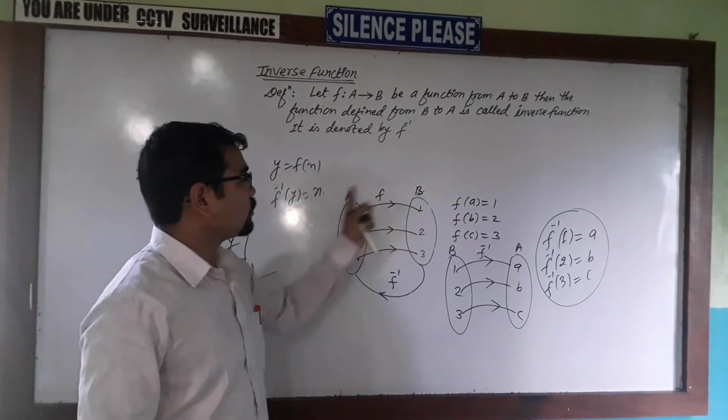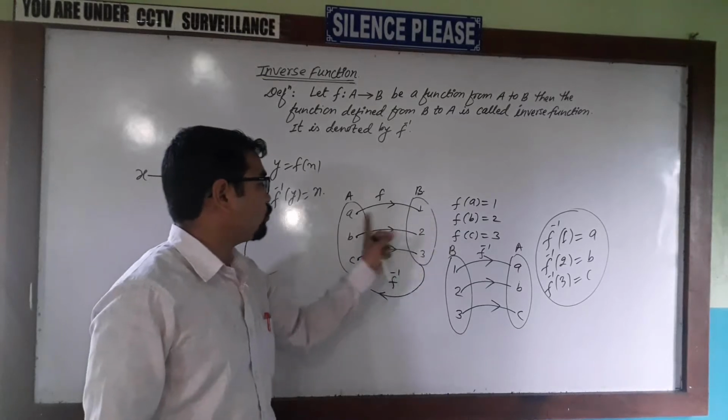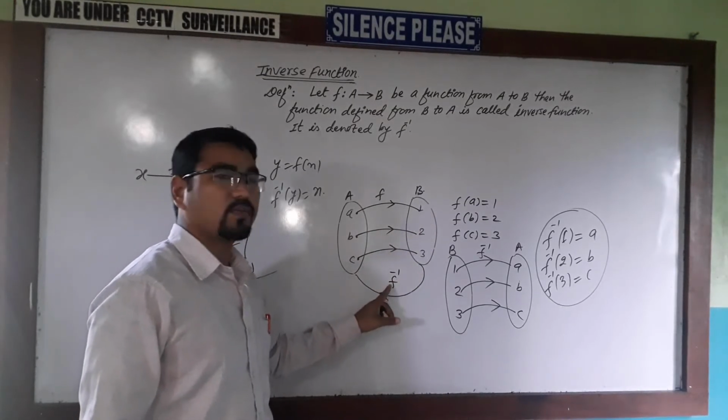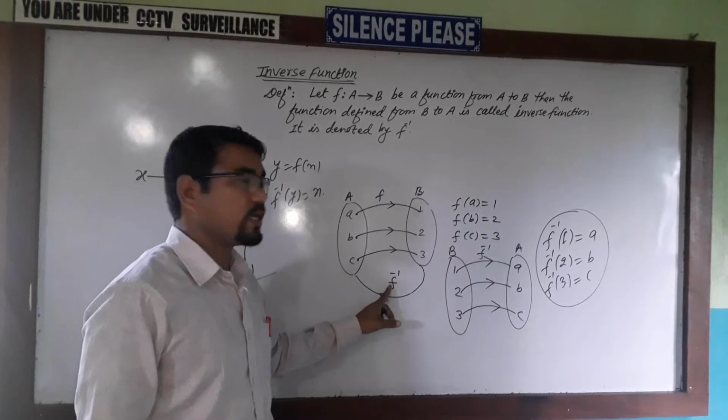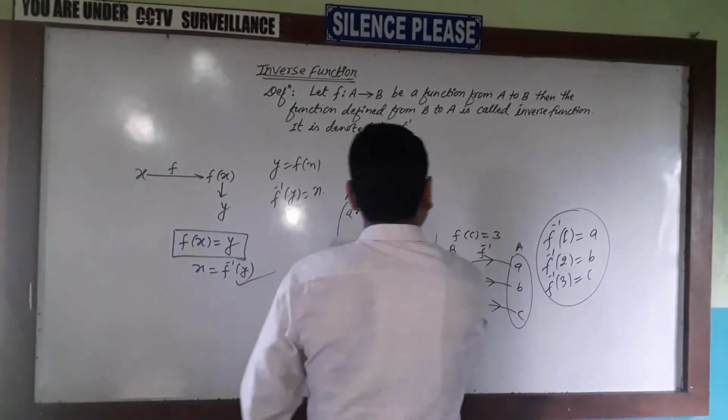We can write in this way: f is a function from A to B, then a new function defined from B to A is called the inverse function. The inverse function is denoted by f inverse. So we can write it like this.